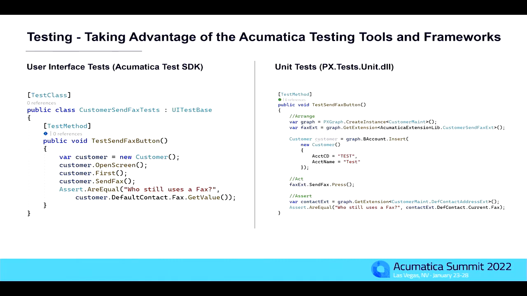I hope it's big enough, but you can see on the left-hand side of the screen, there's this UI test that tests a simple button, the send fax button that I added. So you can see it opens the screen, goes to the first record, it calls my send fax action, and then it verifies the value of a field. This is a dummy customization, okay? I added a send fax button. I did not really make it work.